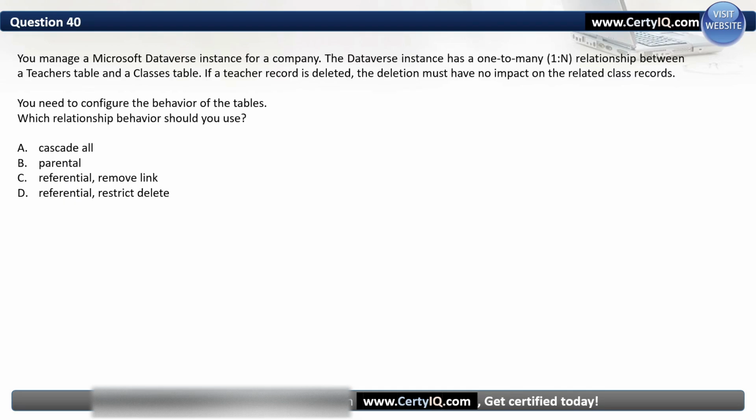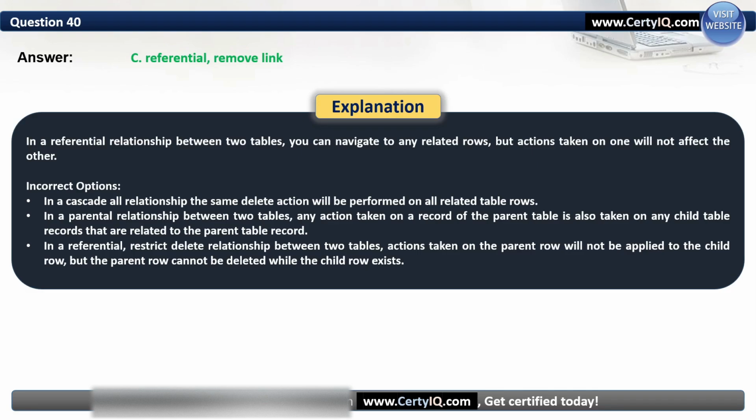Question 40. You manage a Microsoft Dataverse instance for a company. The Dataverse instance has a one-to-many relationship between a teacher's table and a classes table. If a teacher record is deleted, the deletion must have no impact on the related class records. You need to configure the behavior of the tables. Which relationship behavior should you use? The correct option is C, referential remove link. In a referential relationship between two tables, you can navigate to any related rows, but actions taken on one will not affect the other.